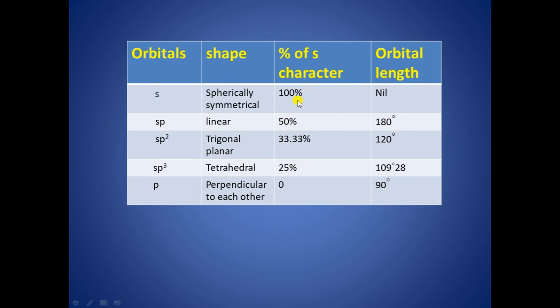Here you can see in the table that the percent of s character decreases from s to p orbital, and the relative stability also decreases going down the table. So you have to remember the names of the orbitals and hybrid orbitals, their percentage of s character, their orbital length, their shape, and their presence in single, double, and triple bonded systems.